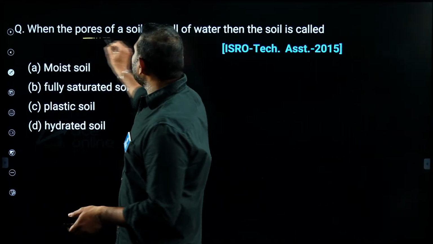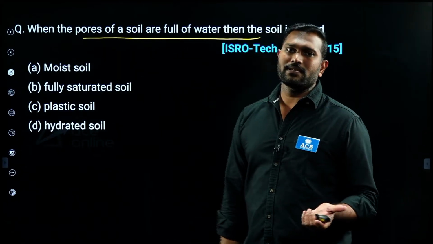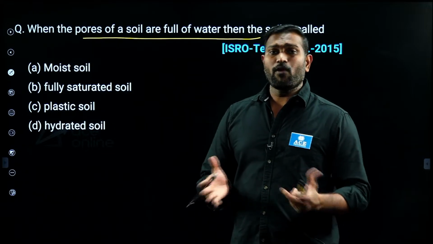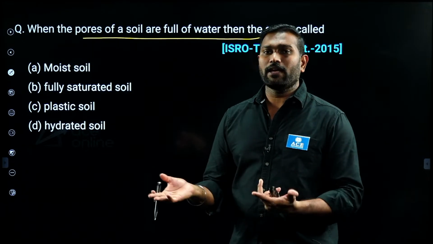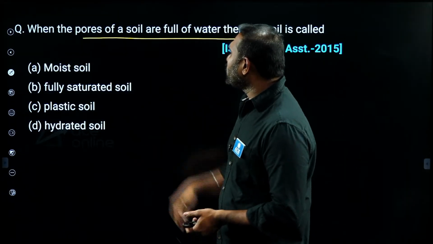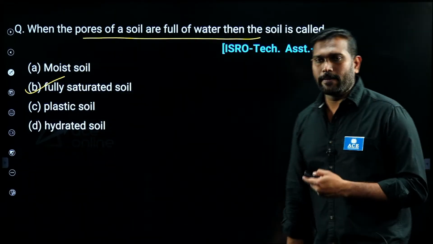Now, come to this one. When the pores of a soil are full of water, then the soil is... If the entire voids are filled with water, we call it fully saturated. If it is filled with air, dry soil. If some voids are filled with water and some with air, we call it partially saturated. But here, as the entire pores are filled with water, we call it fully saturated soil. The correct answer is option B.